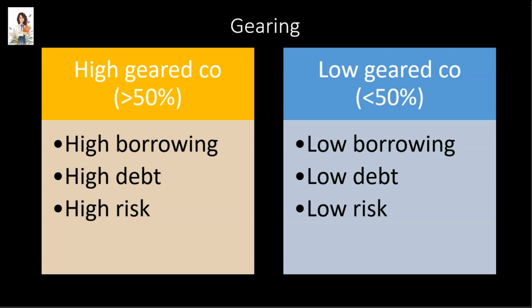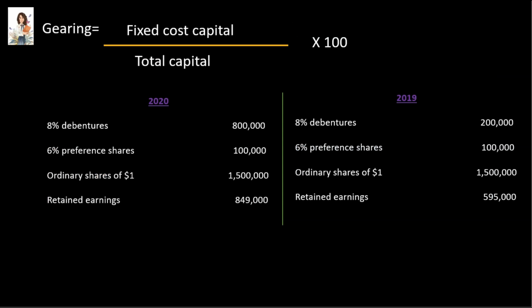Let us look at an example. The numerator in the formula for the gearing ratio is fixed cost capital. In this case, that means it is the debentures and the preference shares, because these are the sources of finance on which the company will have to pay regular interest or dividend. So we will take 800,000 plus 100,000. I am skipping the 1,000 here. That is the numerator.